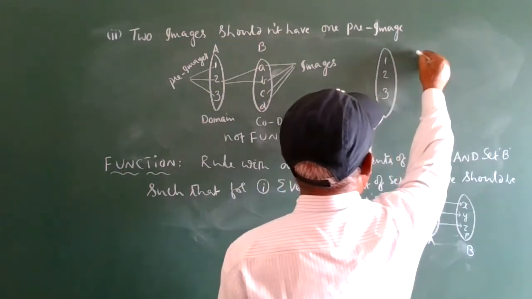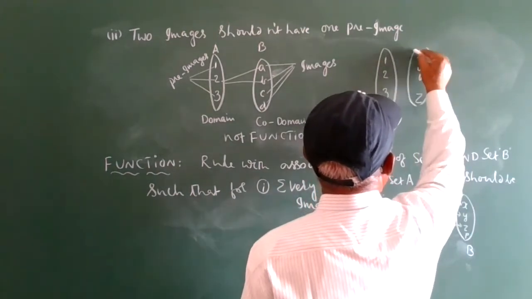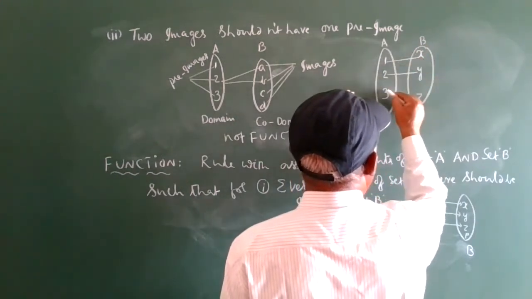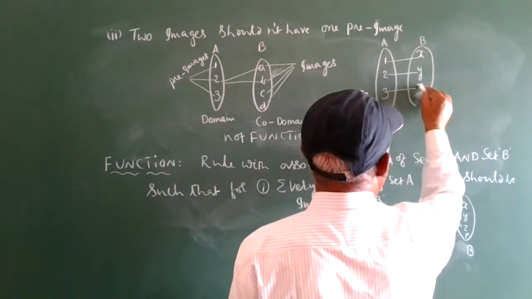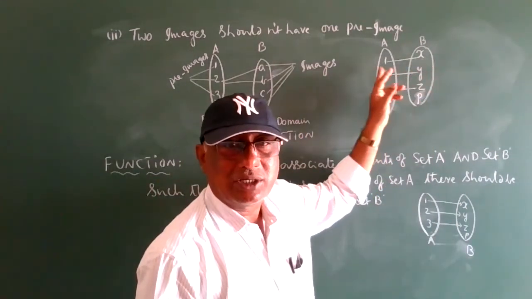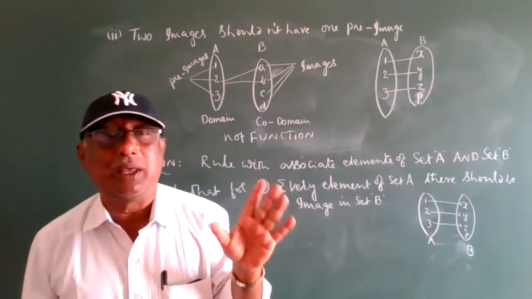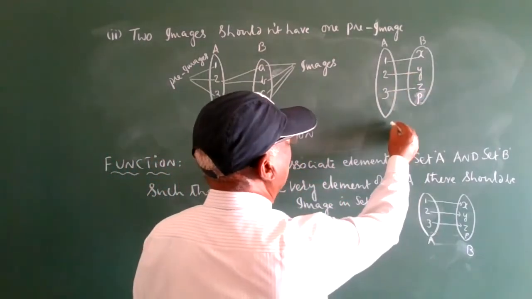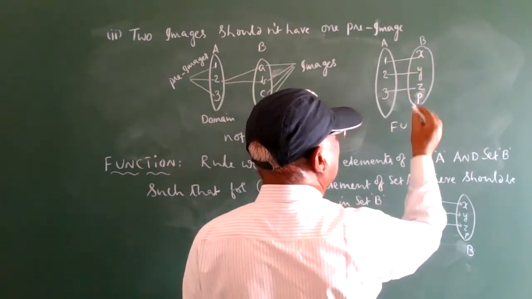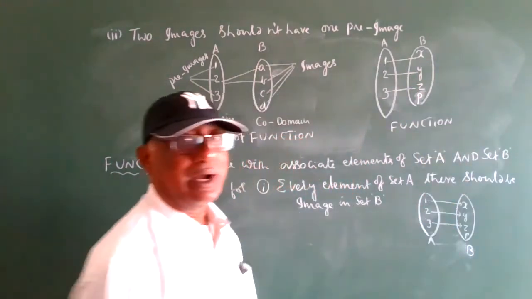1, 2, 3. X, Y, Z is the B set. This is the B set. This is the A set. One element has one image. Therefore, two images do not have one pre-image. Therefore, it is a function. Every element has images, and two images do not have one pre-image. Therefore, it is a function.